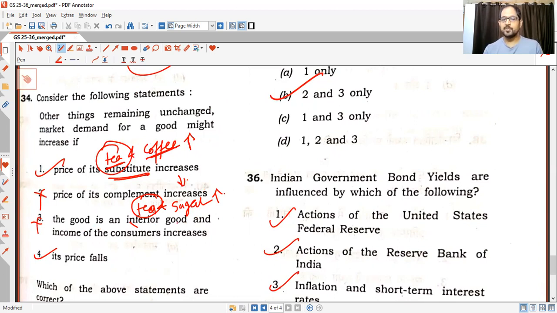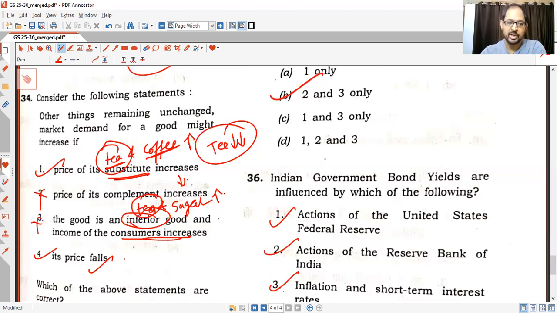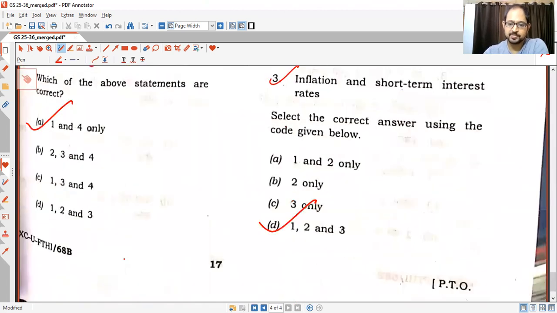The good is an inferior good and the income of a consumer increases. Inferior goods are cheaper goods. If the income of a consumer increases, for example, if I have an increase in salary, I will prefer better goods, not inferior goods. So the demand for the inferior good will decrease with the increase in income of the consumers. And if there is a fall in the price of tea, definitely more people will be drinking tea. So this is correct for increasing the demand. So the answer is 1 and 4. A would be the answer for this question.